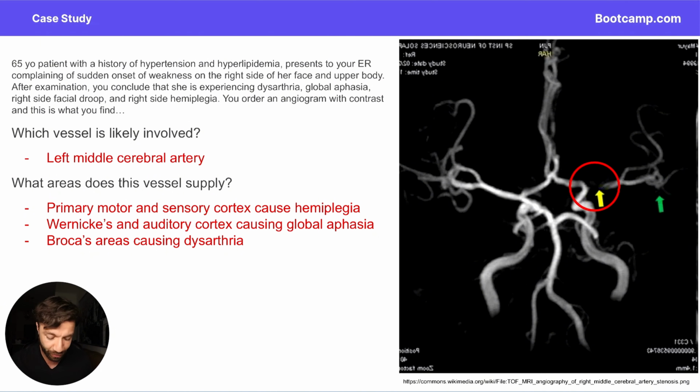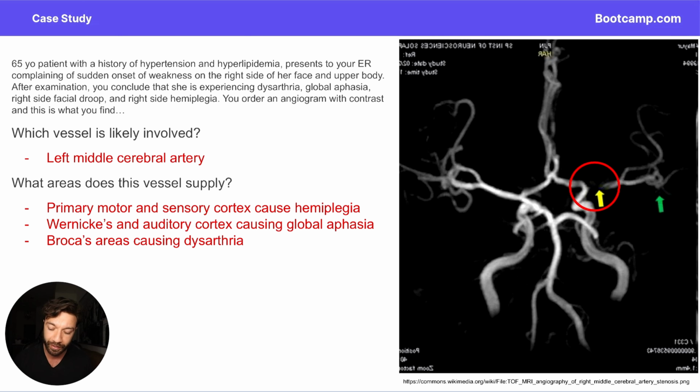So looking at the areas which the middle cerebral artery supplies, well, it's going to be both our primary motor and our primary sensory on the left side, which is going to explain the right-sided hemiplegia. It's also going to be involving Wernicke's area as well as our auditory cortex, which is explaining the global aphasia. And then it's also including Broca's area, which is causing those motor speech deficits. So when you get a whole list of symptoms, you need to think about how they relate to each other, what do they have in common, and what can be explaining this.